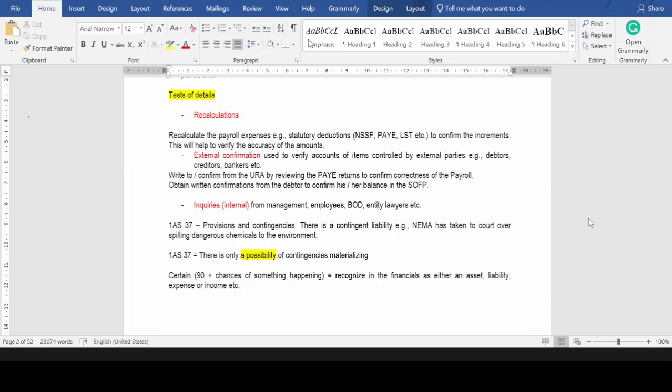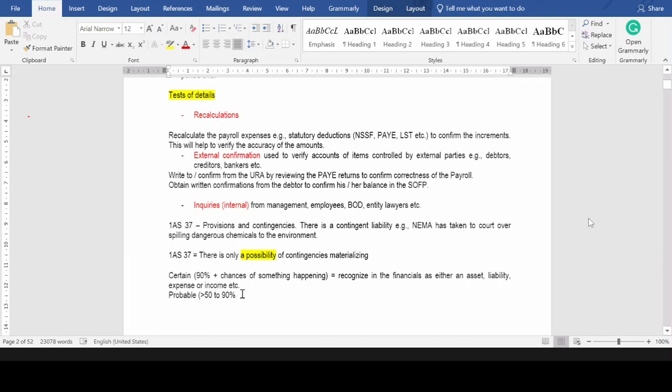A lot of it you're going to audit. So recognizing in the financials as an asset or liability, but there must be 90 plus chances, 90%. Now, if there's only a probability, if it's probable, for probable that is 50 to 90%.